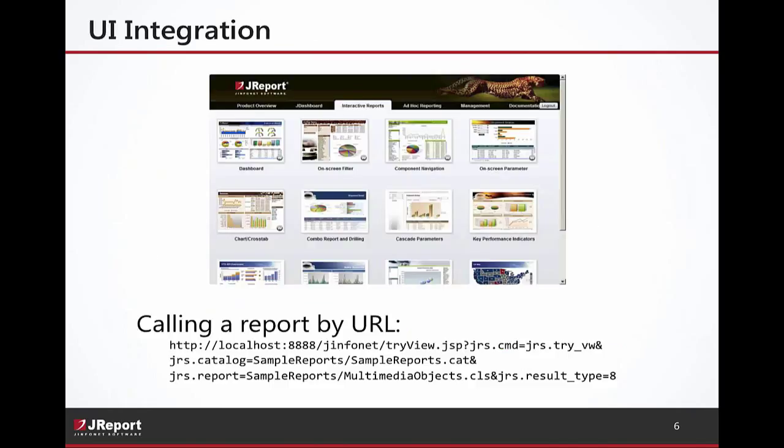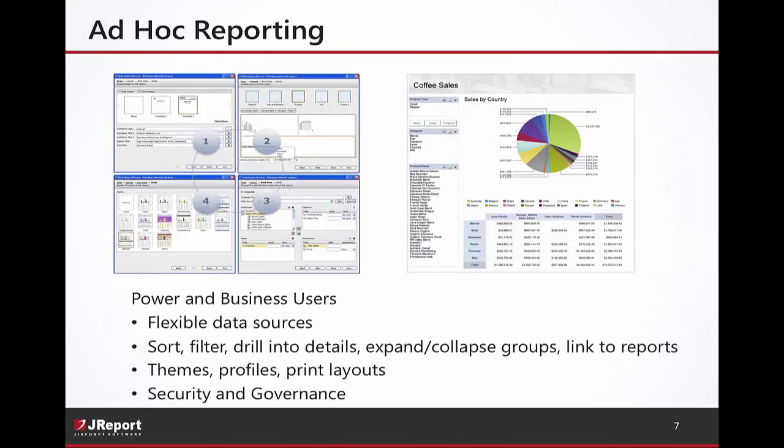Let's give a quick example of a UI integration. Here's an example of a host application which we wrote that demos JReport. All of these thumbnails you see here are URL links to specific reports on the JReport server, and the way we specify the specific reports and the parameters being passed is through the URL. You can see an example URL here where we specify the catalog name, the report name, the result type, and you can pass all sorts of different parameters through the URL to fire up and generate the report or dashboard.